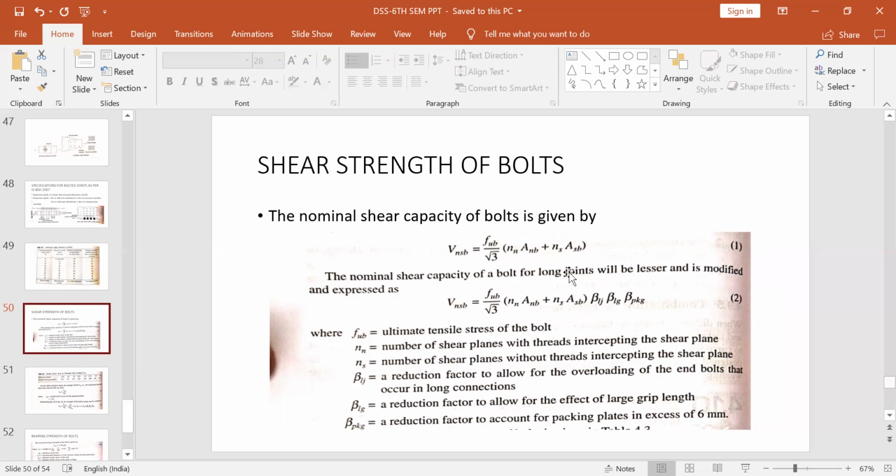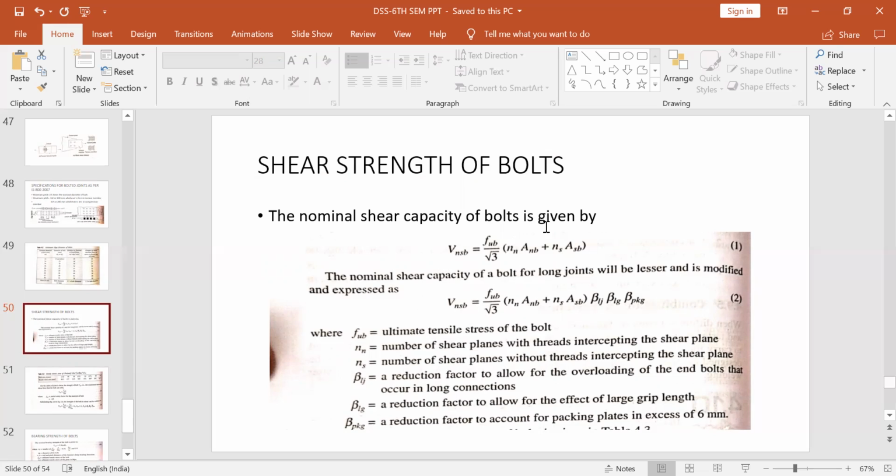Now, if the bolted joints are very long, when will that be? When you are connecting 2 or 3 plates together, then obviously the length of the joint will be more. When the length of the joint is more, its shear capacity will reduce, and you have to introduce certain reduction factors called beta_lj, beta_lg, and beta_pkg.